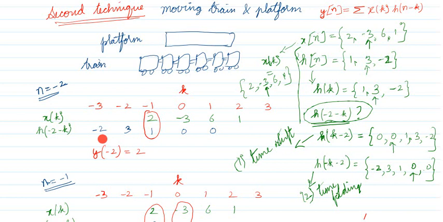Now look, when the values are not there, we can simply put 0 there. So I have to multiply. Here 1 into 2, the answer is 2. -3 into 0 is 0. Here there is no value, so we can take 0. 3 into 0 is 0, -2 into 0 is 0, 1 into 0 is 0. So it is only 2. So y of -2 is 2. It is the same as the answer we obtained using the expression, the first technique.